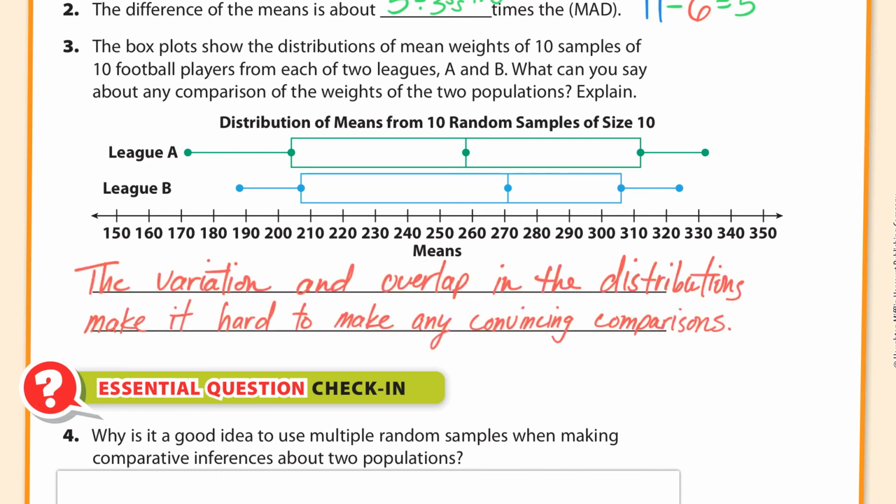The variation of overlap makes it hard to make any convincing comparisons. So, yeah, there's a lot of overlap. These pretty much overlap. And there's a large variation going on here. So, to say that one is a lot bigger than another one, and the medians are somewhat comparable. When you're talking about 258 to 271, that's not that big of a difference. There's not a huge difference between the two, so it's hard to make any, like it says, convincing comparisons.